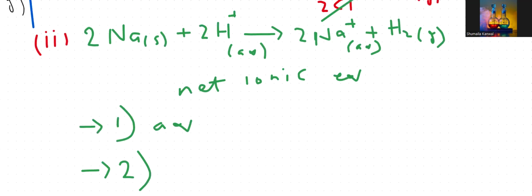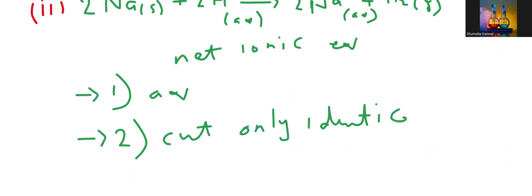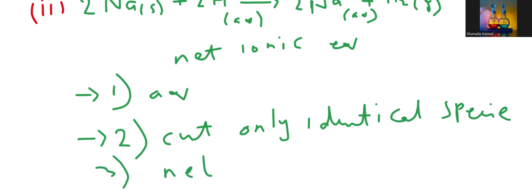The last thing is to always write the ionic equation and cancel only identical species. That's the main thing you need to remember. And the third point is that you need to always write the net ionic equation after cancelling the spectator ions. If you remember all these three points, you are good to go.